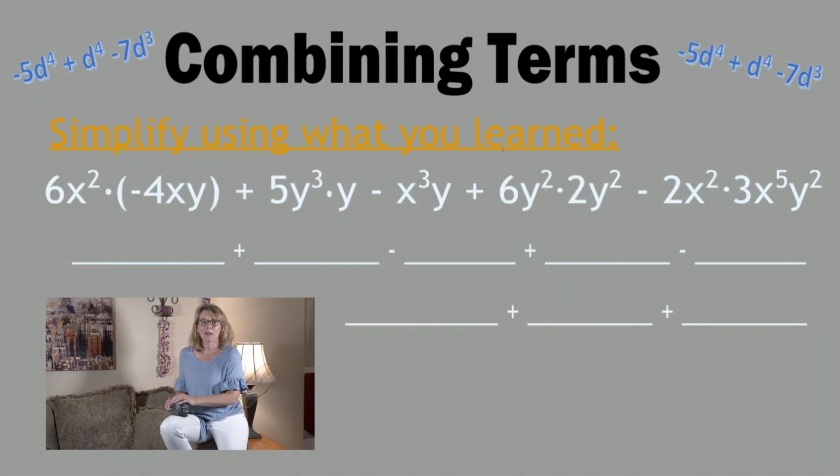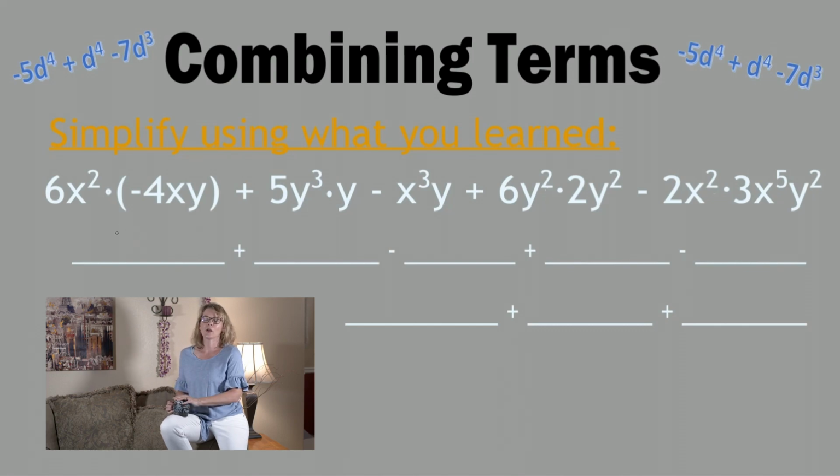6x squared times negative 4xy plus 5y cubed times y minus x cubed y plus 6y squared times 2y squared minus 2x squared times 3x to the 5th y squared. Wow, I sure hope this turns into something a little better. I do have to say, if you can deal with something that looks like this, you are on your way to being an algebra winner.